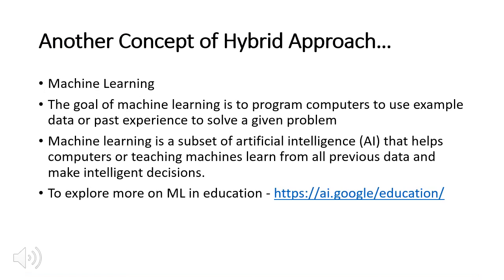Another concept of hybrid approach is related to machine learning. The goal of machine learning is to program computers to use example data of past experience to solve a given problem. So machine learning is a subset of artificial intelligence that helps computers or machines learn from previous data and make intelligent decisions. To explore more on machine learning in education, let us go to this link, and you will learn more about how machine learning assists education.